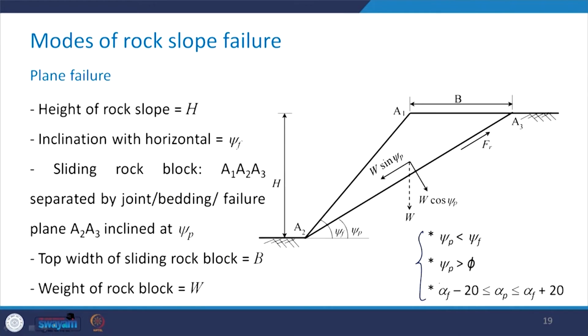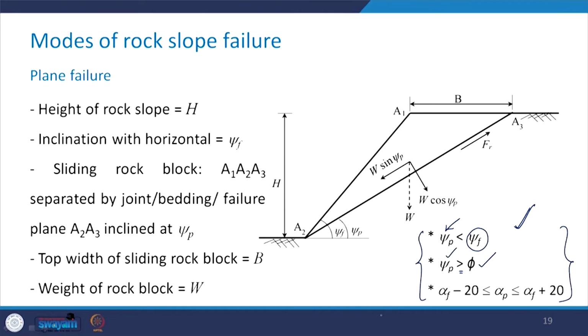That is, the dip of the slope should be more than the dip of the failure plane. The dip of the failure plane should be more than the friction angle, and then the dip direction should be within plus minus 20 degrees. So, this we have already discussed earlier. In case these conditions are satisfied, that means we know that plane failure is going to occur. Now, come to the analysis part.